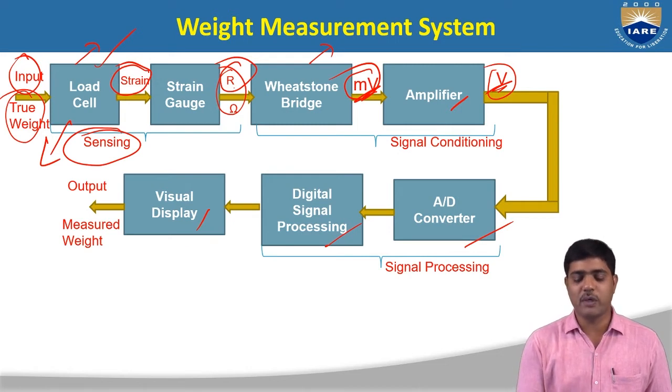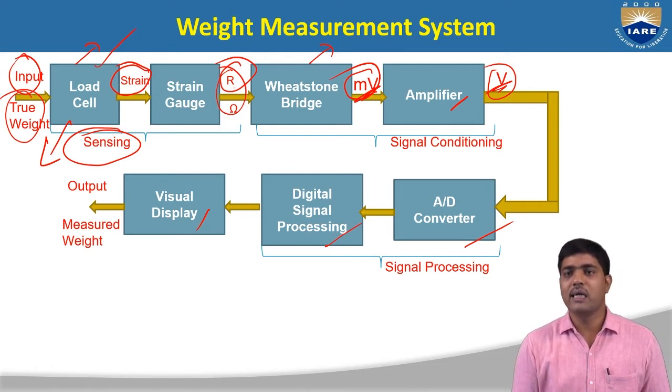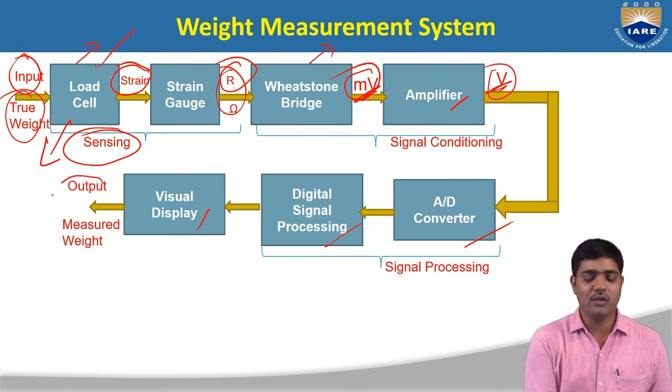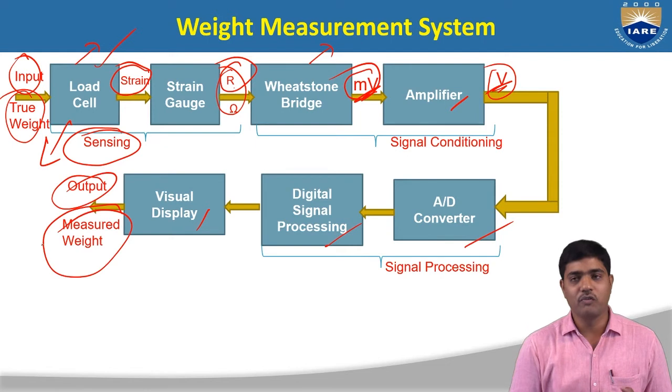So this DSP unit, digital signal processing, is helpful in displaying the measured weight in terms of some numerical values, that is through the visual displays. And finally, you are going to get the output or measured weight.